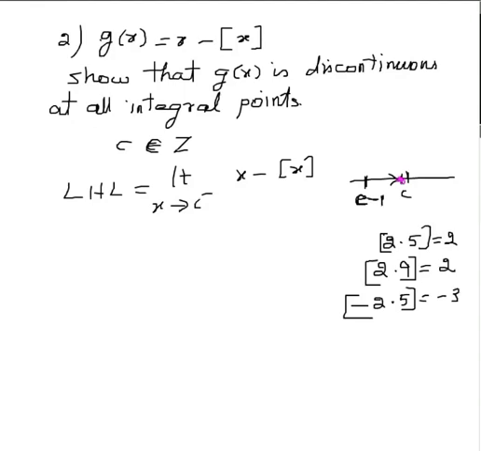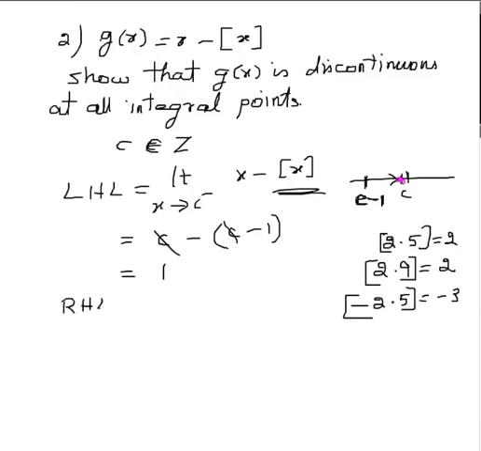So it becomes c minus 1 here, which is equal to, this x is c, but the greatest integer function of this becomes c minus 1. Which is equal to, c and c are getting cancelled, we get 1.